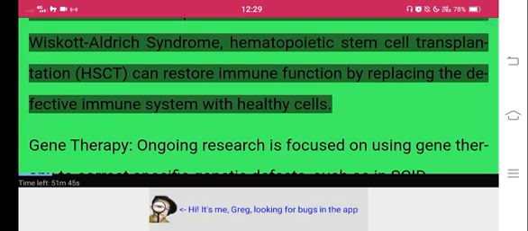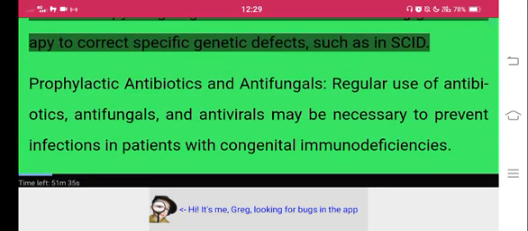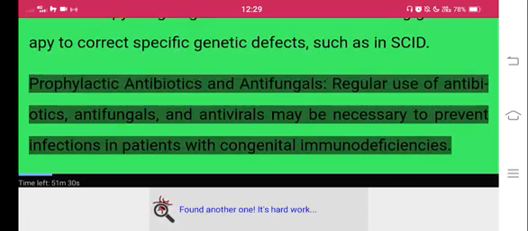Bone marrow transplantation. In conditions like SCID and Wiskott-Aldrich syndrome, hematopoietic stem cell transplantation (HSCT) can restore immune function by replacing the defective immune system with healthy cells. Gene therapy. Ongoing research is focused on using gene therapy to correct specific genetic defects, such as in SCID.